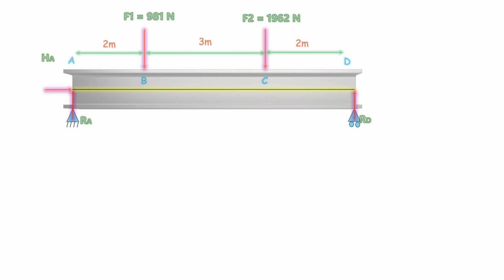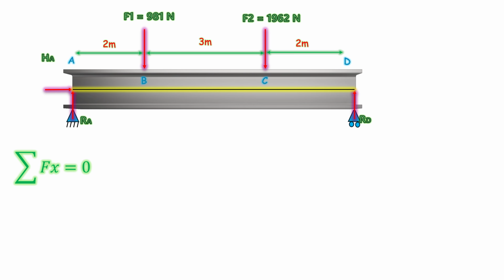Let's apply the second step in our example. The sum of the forces in the horizontal direction must be 0. HA is the only force in the horizontal direction, so it must be equal to 0. Sigma Fx equals 0. Hence, HA equals 0.